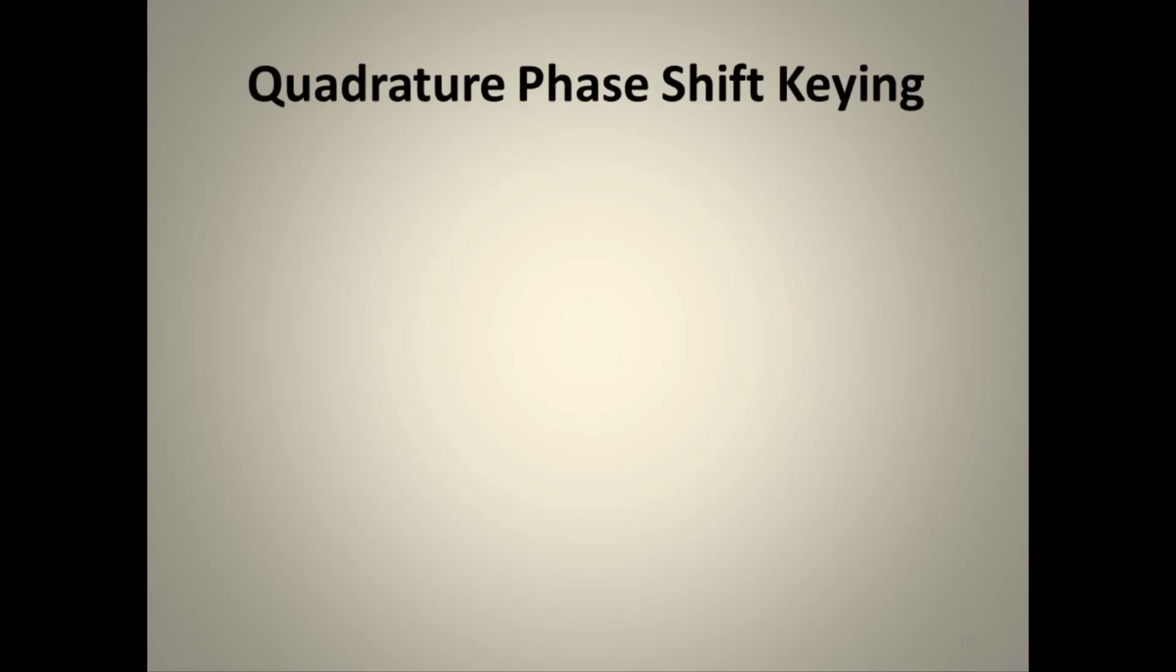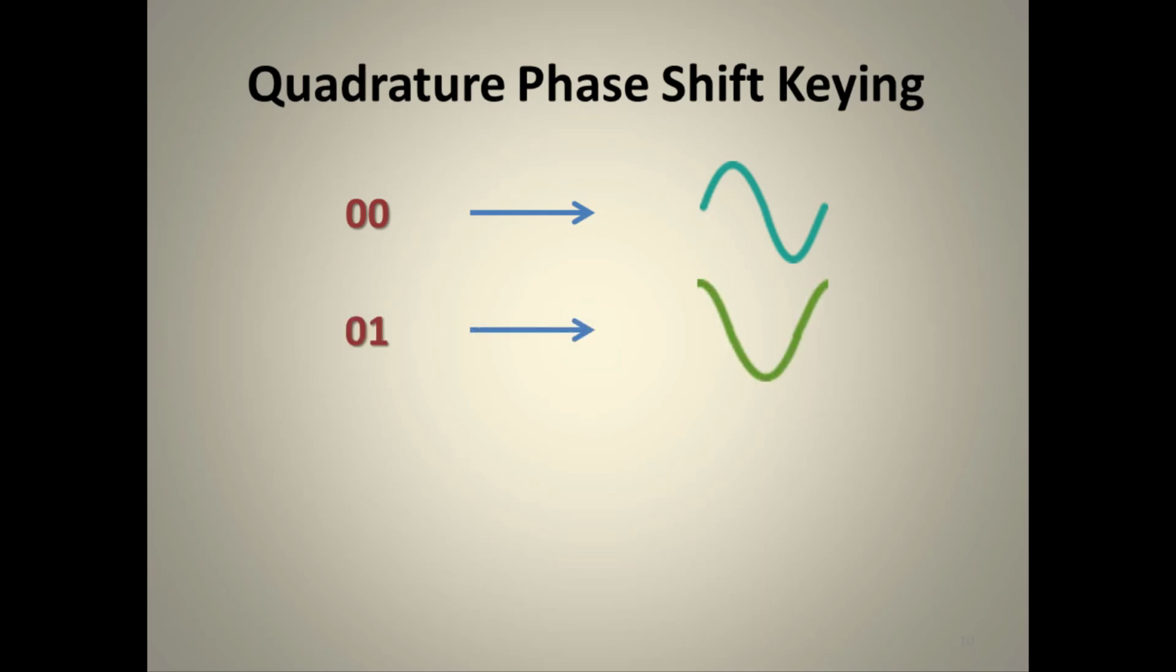Now next is quadrature phase shift keying, or quadrature modulation. Here, for 00 we use 0 phase, for 01 we use a phase of 90 degrees, for 10 we use a phase of 180 degrees, and for 11 we use a phase of 270 degrees. These are the various signals for the various bits. So here one signal represents 2 digital bits.